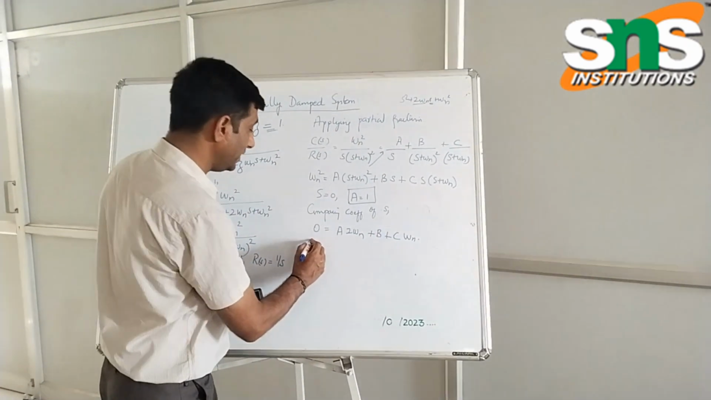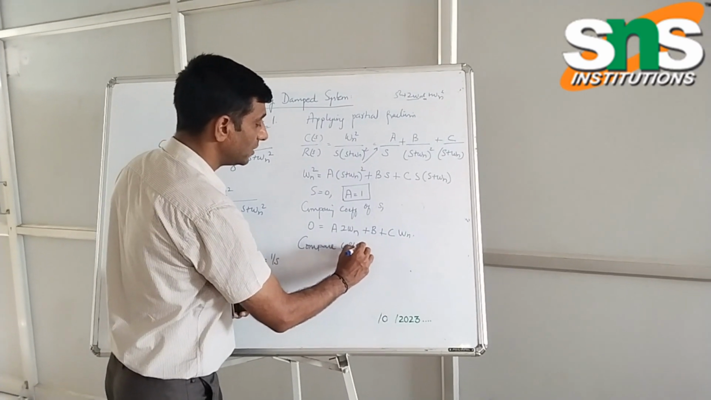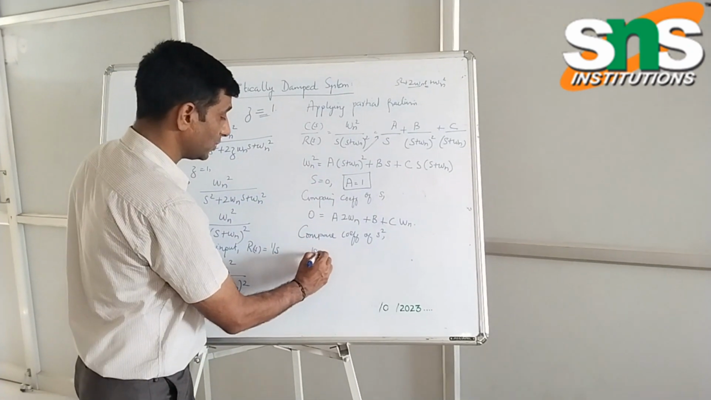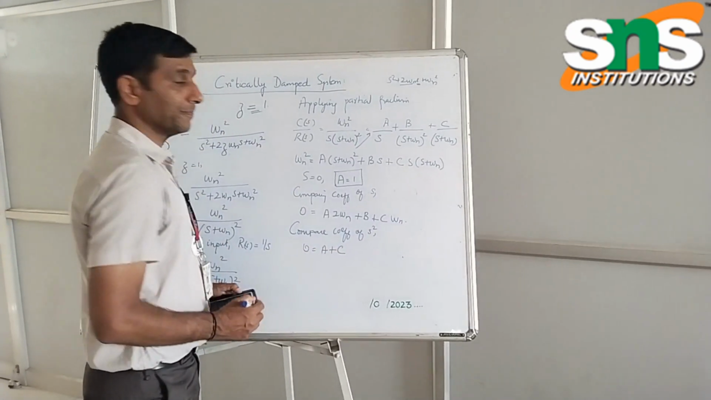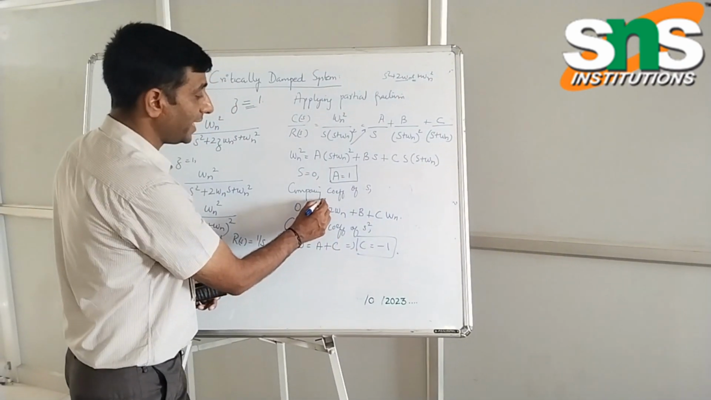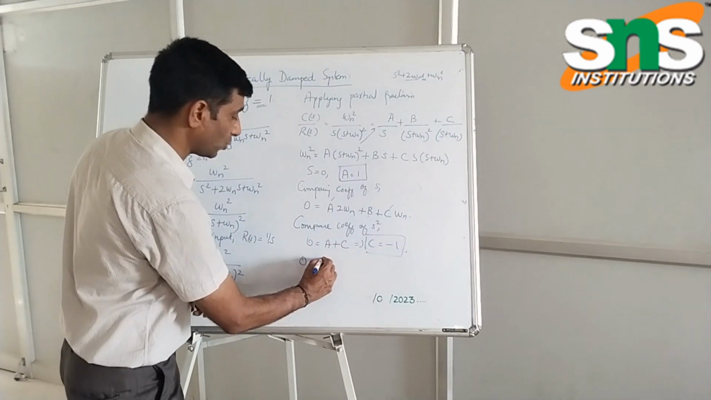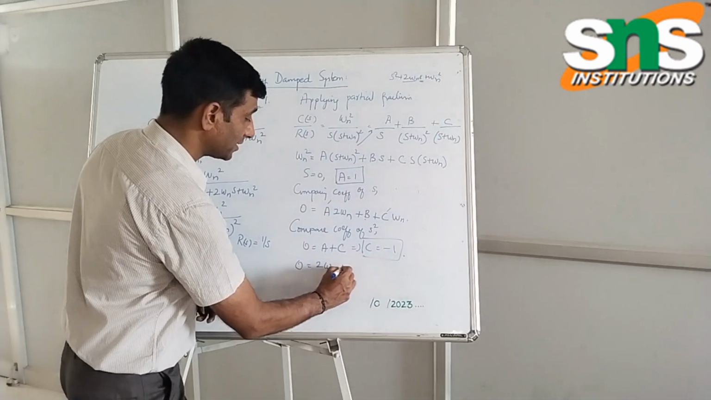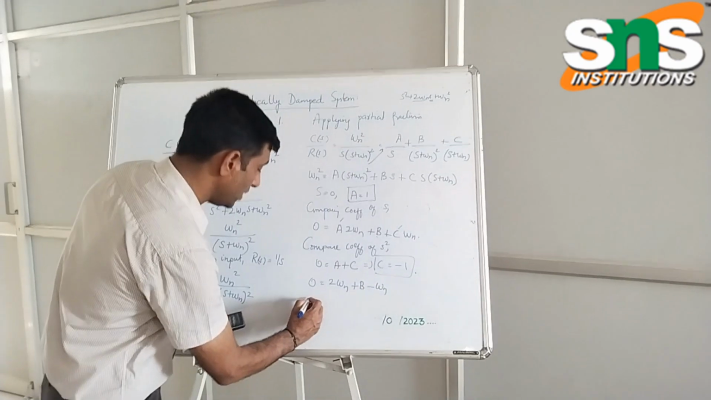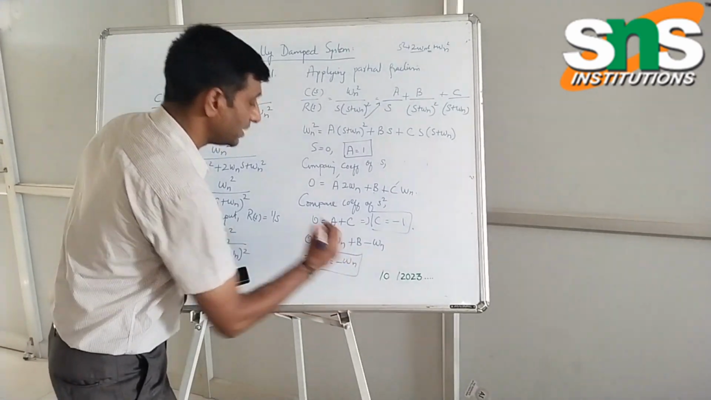In order to find c, compare the coefficient of s squared on both sides of the equation. When you compare the coefficient of s squared on both sides, we get 0 is equal to a plus c, which implies c is equal to minus 1. Now we have the value of a and the value of c, so we can find the value of b. It is 0 is equal to, a is 1, so 2 omega n plus b minus omega n, since c is equal to minus 1, which implies b is equal to minus omega n.